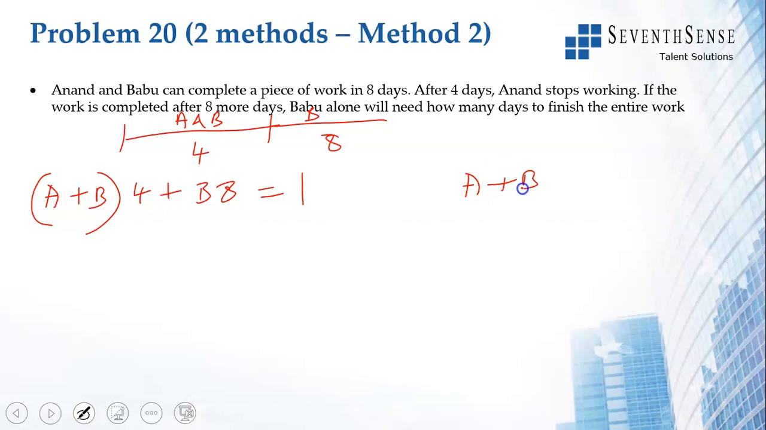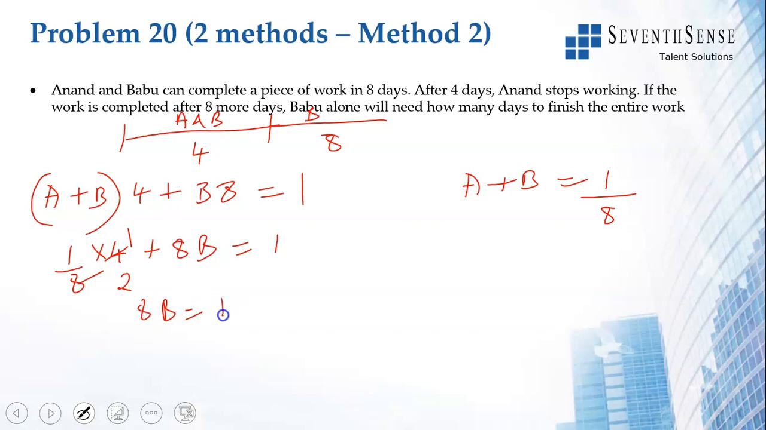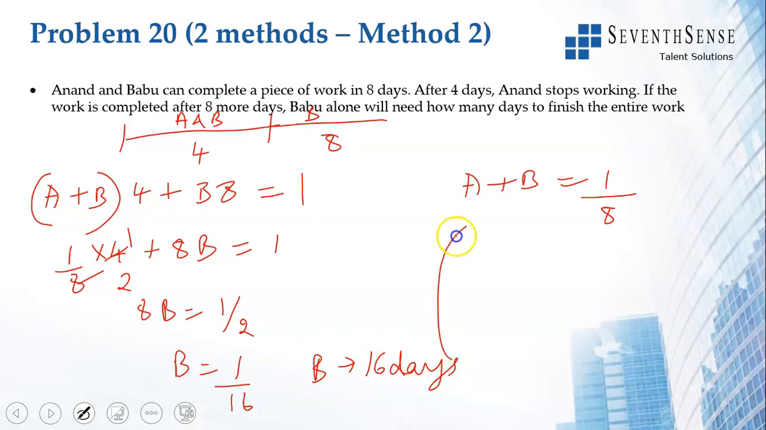plus B is 1 by 8. A's 1 day work plus B's 1 day work is 1 by 8. So if I substitute that here, 1 by 8 into 4 plus 8B is equal to 1. This is half. 8B is equal to 1 minus half, which is half. B is equal to 1 by 16. So B needs 16 days to do the work. And you substitute that here. Even A also needs 16 days to do the work alone.